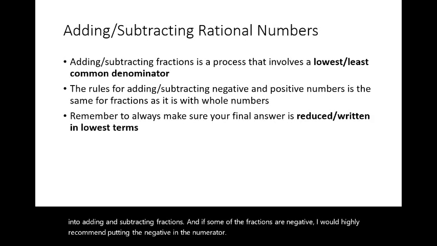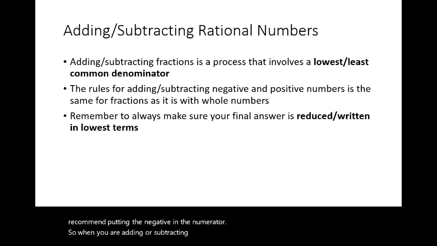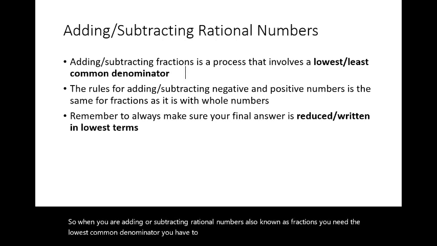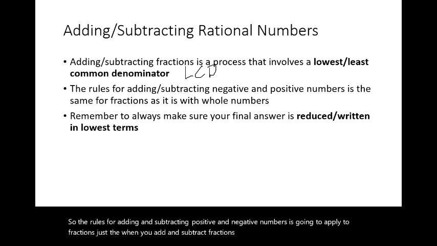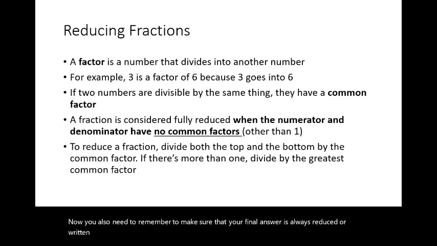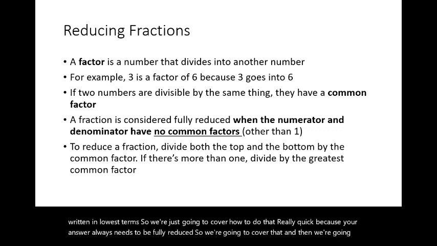So when you are adding or subtracting rational numbers, also known as fractions, you need the lowest common denominator. You have to use the lowest common denominator. We're going to use LCD for short. So the rules for adding and subtracting positive and negative numbers is going to apply to fractions. Just when you add and subtract fractions, you must have a common denominator. Now, you also need to remember to make sure that your final answer is always reduced or written in lowest terms. So we're just going to cover how to do that really quick because your answer always needs to be fully reduced. So we're going to cover that and then we're going to go back to adding and subtracting.